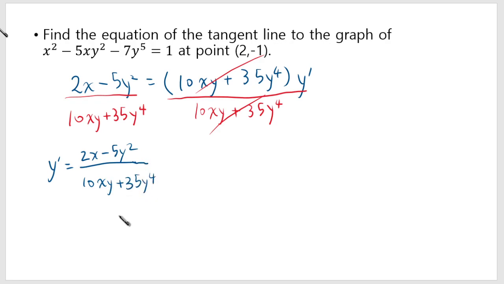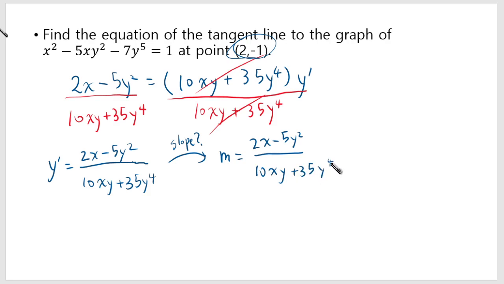Okay. Now here is the important part. So what is the slope? Well, slope is not this. So don't get confused. Y prime gives you the slope as a function. Okay? Y prime is a slope as a function. To actually get a slope at a given point, which is 2, negative 1, you have to evaluate this y prime at that given point. So what I need to do is slope m is now 2x minus 5y squared over 10xy plus 35y to the fourth, evaluated at 2, negative 1.